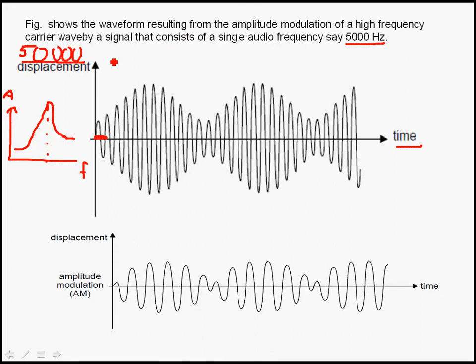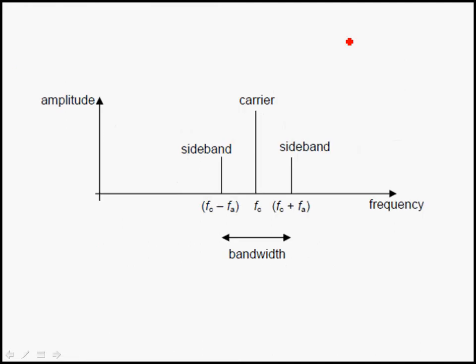So what does this displacement time graph contain? It contains a carrier wave of frequency 50,000 hertz, and it will contain the information from the audio signal, and the audio frequency is 5000 hertz, right? So let's change this graph into an amplitude versus frequency graph. If you do that, this is the graph that you will obtain.